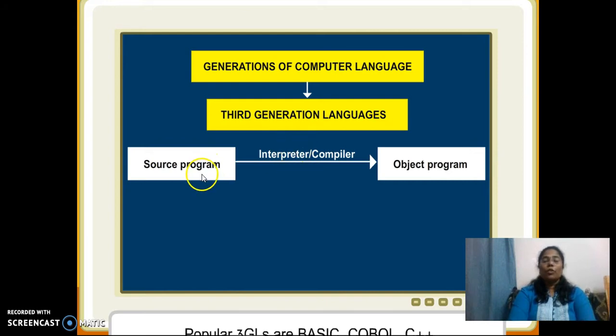The source program should be converted into the machine understandable language. The source program is nothing but the language used to write a program, and that will be converted into the machine language. That is the object program. For this conversion we need some translator, which may be an interpreter or a compiler. A compiler gives the total number of errors, whereas the interpreter scans line by line and gives an error. Only when the first line of error is rectified does it go to the second line.